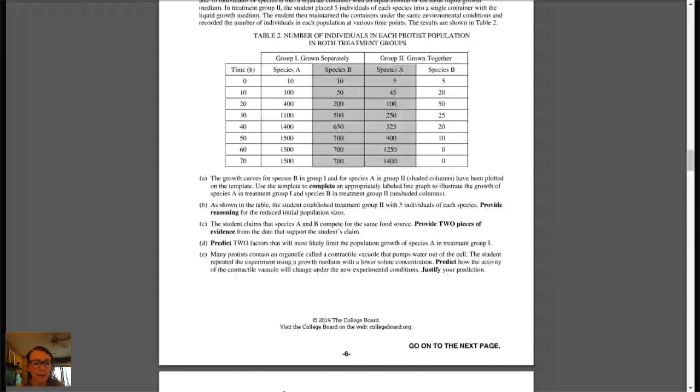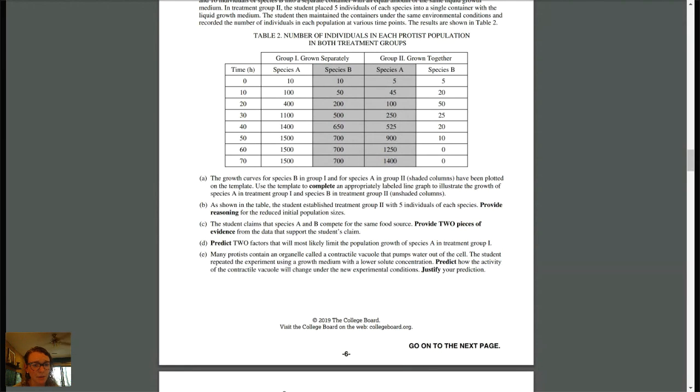Next, it says predict 2 factors that would most likely limit the population growth of species A in treatment group 1. This could be things like space. So it can't be anything involving species B because they are grown separately here. So space, nutrients, water sources, waste product buildup, any kind of carrying capacity limiting reagent would have worked there. Anything besides some sort of competition or something like that, because it's just species A there. So not a mix in that.